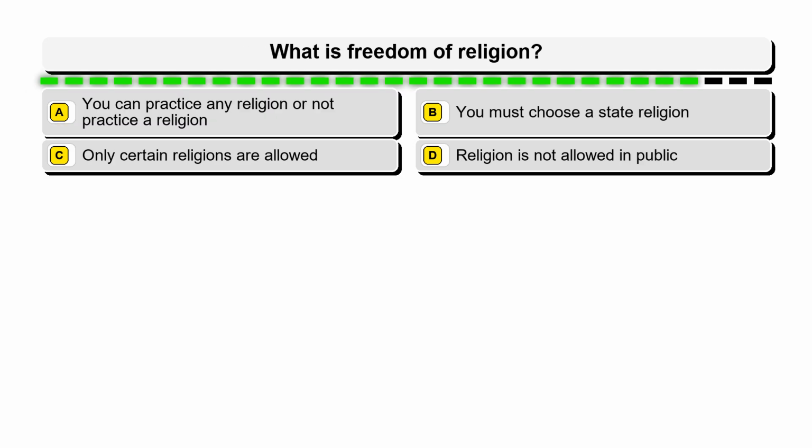Question 31. What is freedom of religion? Option A, you can practice any religion or not practice a religion. Option B, you must choose a state religion. Option C, only certain religions are allowed. Option D, religion is not allowed in public.